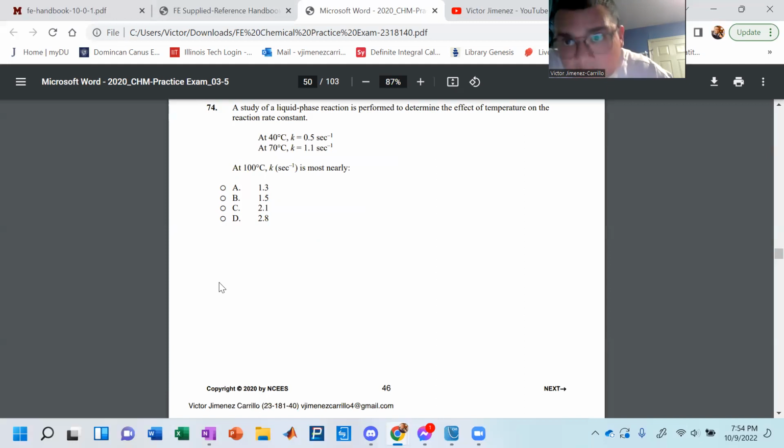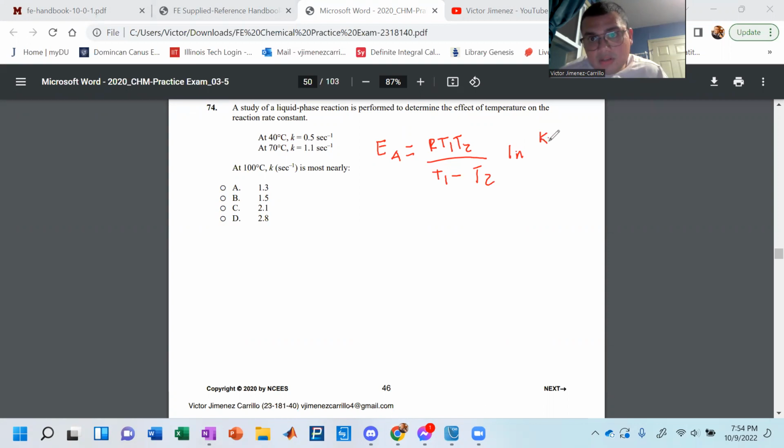This should scream general chemistry. General chemistry in the case that you need to think about the Arrhenius equation. The Arrhenius equation is the only way to relate two K constants to each other. And from the FE handbook, because I don't remember the Arrhenius equation, EA equals R T1 T2 divided by T1 minus T2, ln K1 divided by K2. Remember, you need to turn your temperatures into Kelvin. If not, this won't work. And you can plug and solve.